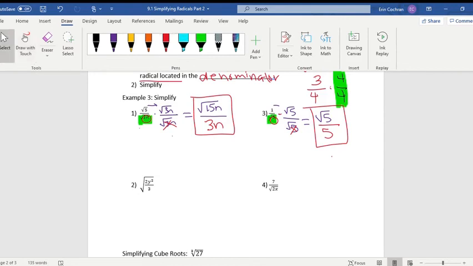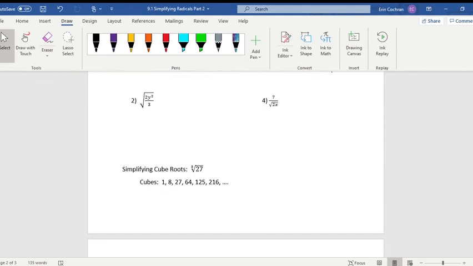All right, number 2 and 4 here. Radical 2y squared over 3. Now, I'm going to go ahead and break that into 2 different radicals. So I'm going to have radical 2y squared over radical 3. I do not have a perfect square, so I am not able to just take the square root of it. Now, let's go ahead and rationalize this first.